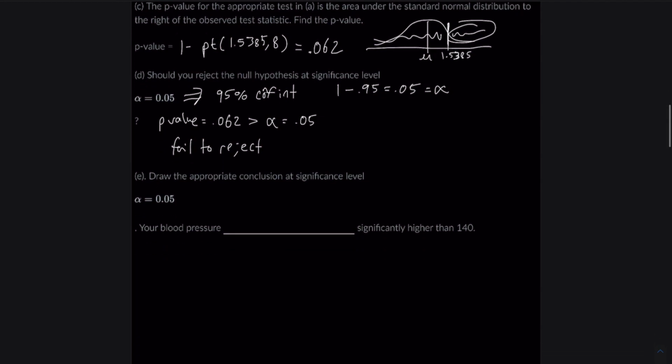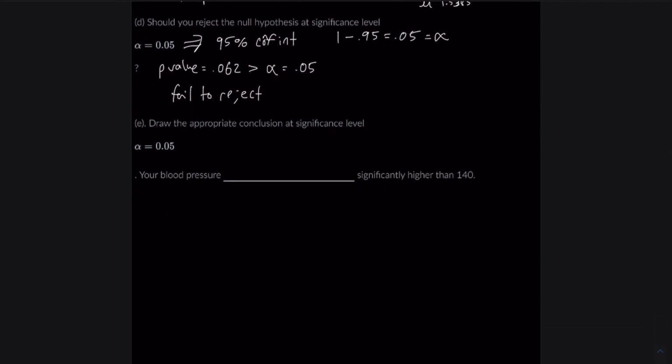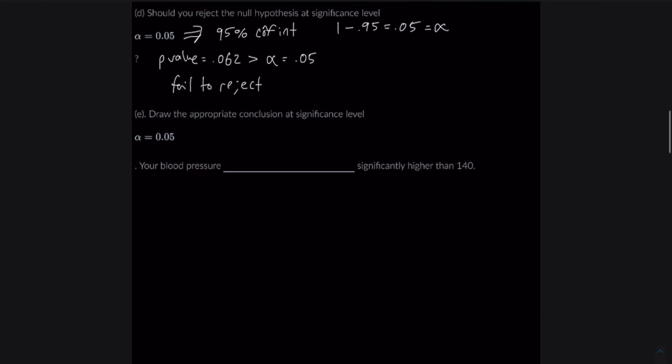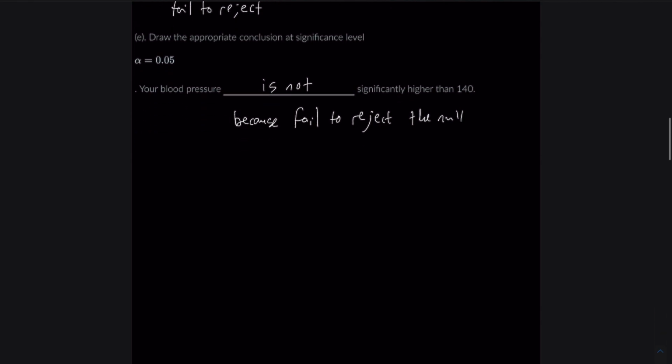So E says, draw the appropriate conclusion at significance level alpha equals 0.05. And so this would basically be your blood pressure is significantly higher than 140, or it would be is not significantly higher than 140. And for it to be significantly higher than 140, we would need to reject the null. So this would be is not, and the reason is because we fail to reject the null. Okay. Cool. Good for that problem.